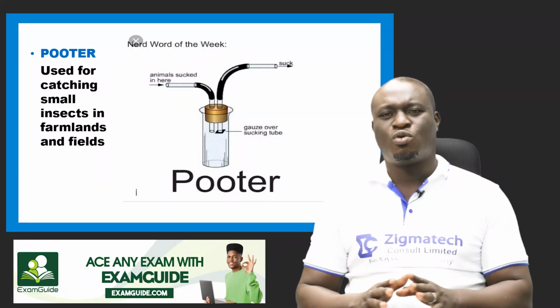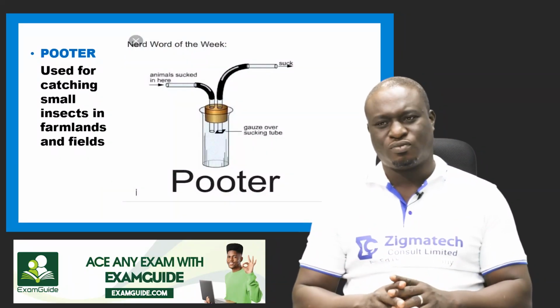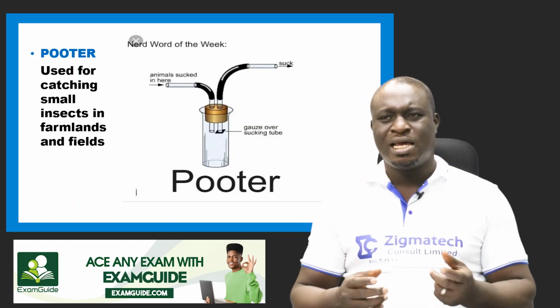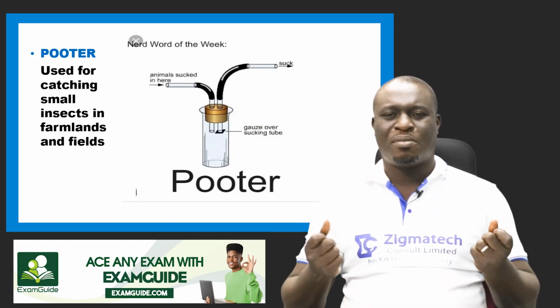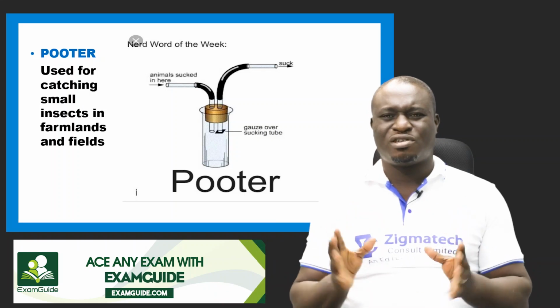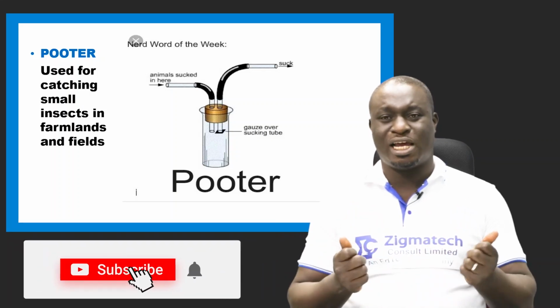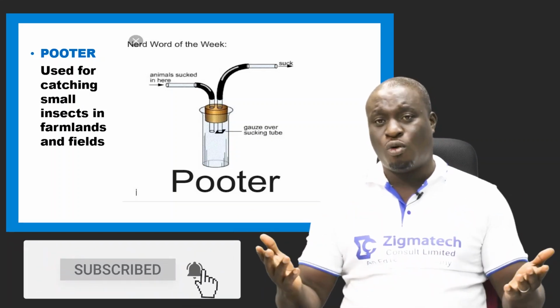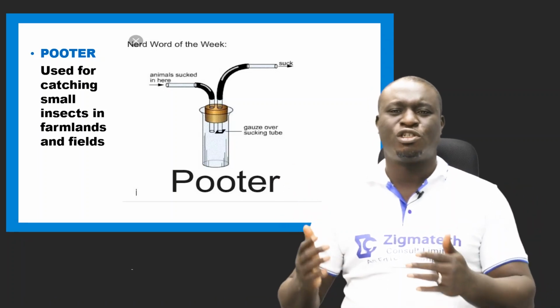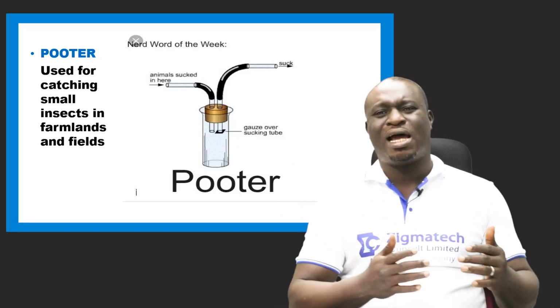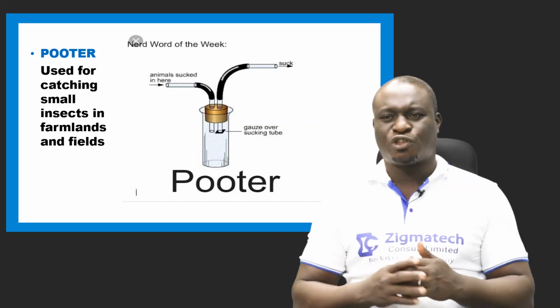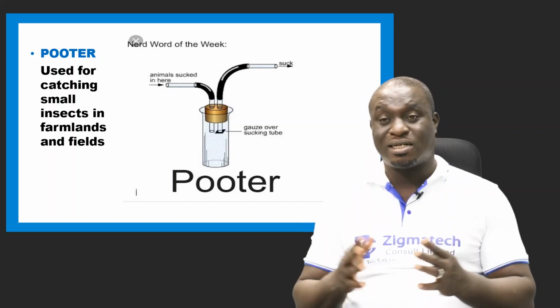We have the other one, which is called a potter. You can see a potter. It has two suction ends, and it's just a very simple diagram. You can also construct that at home. Now, it is used for catching small insects in farmlands and in fields.